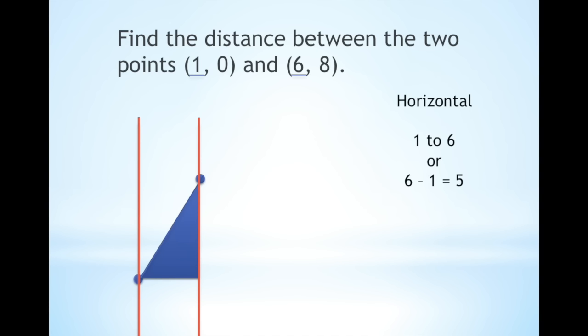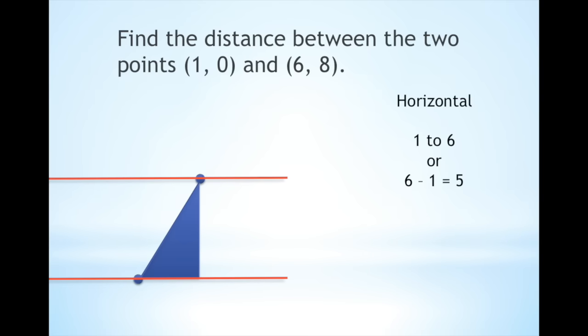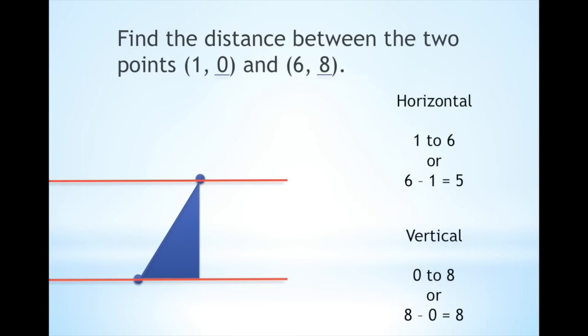Now what we also discussed in class is that we could then find the other side of the triangle by thinking vertically. If I think about where I started from vertically and where I ended up, it's the y-coordinates that controlled that movement. I started at 0 and went to 8, or another way to calculate it is 8 minus 0, which equals a distance of 8. So now I've got a way to calculate sides A and B without actually needing graph paper.